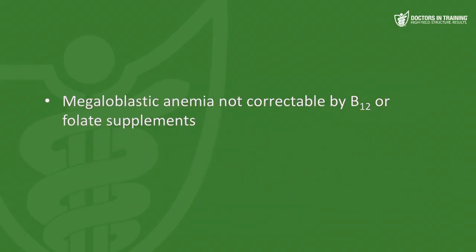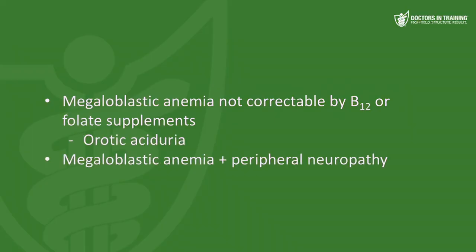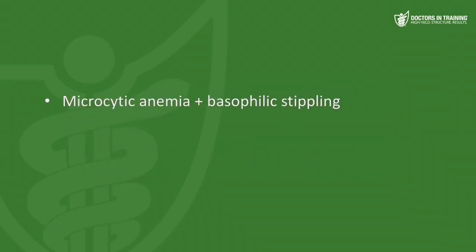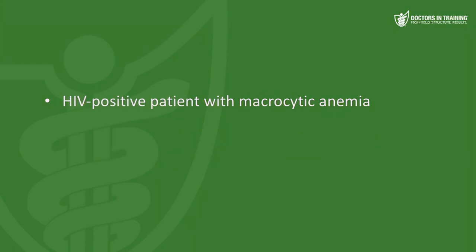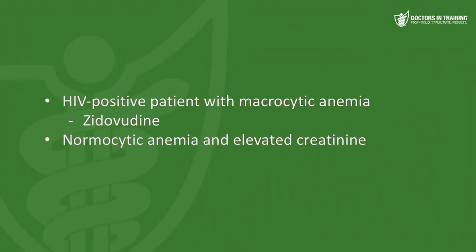Megaloblastic anemia that's not correctable by B12 or folate supplements, you're going to think about orotic aciduria. Megaloblastic anemia plus peripheral neuropathy, think about B12 deficiency. Microcytic anemia with basophilic stippling is most commonly lead poisoning. Microcytic anemia that's reversible with B6 supplements is sideroblastic anemia, which we said has several different causes. An HIV-positive patient with macrocytic anemia, remember zidovudine could do this. So this patient may be on zidovudine causing a macrocytic anemia. And normocytic anemia with elevated creatinine is chronic kidney disease resulting in low erythropoietin levels.